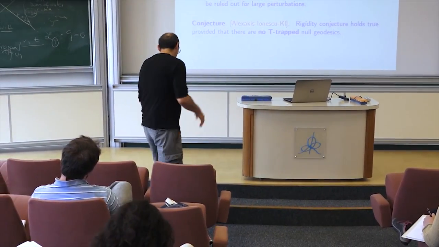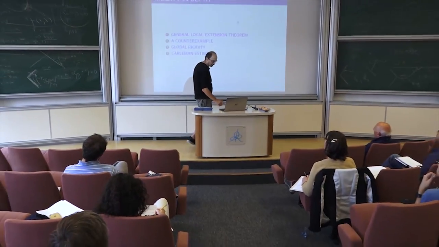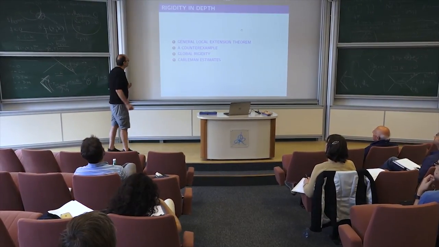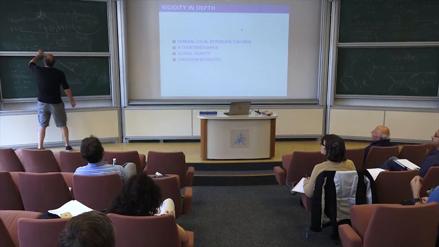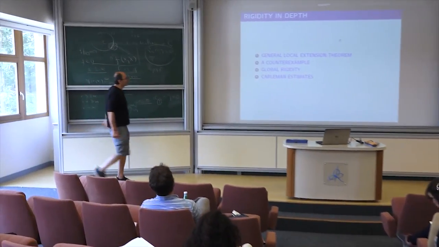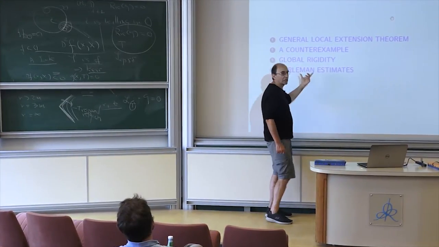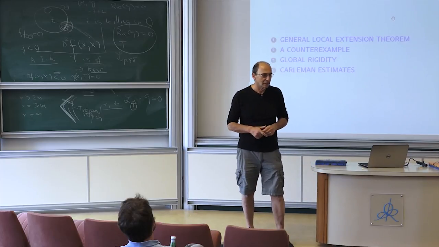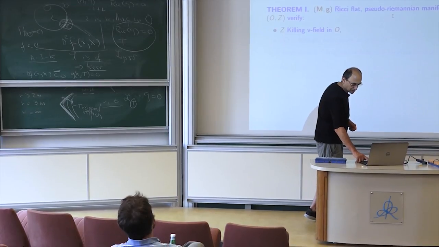And I wanted, but unfortunately I lost a lot of time at the beginning, I wanted to give you some sense of the proofs of these things. I will not be able to do it. I just want to say that this T-null convexity condition, so this kind of results here, which are highly non-trivial in their own right, require a lot of geometric analysis based on Carleman estimates. So it's sort of geometric versions of Carleman estimates which are needed. But I don't think I should say anything more because I won't have the time.